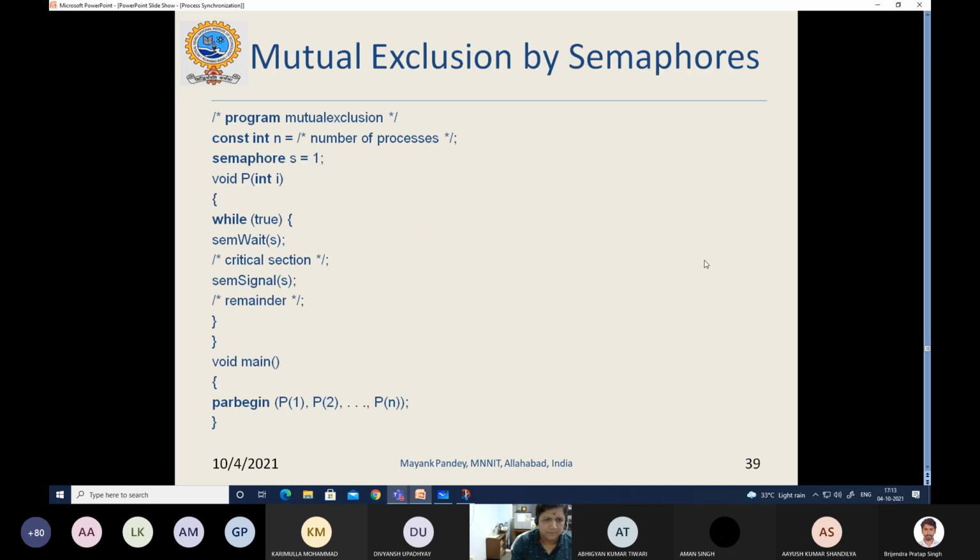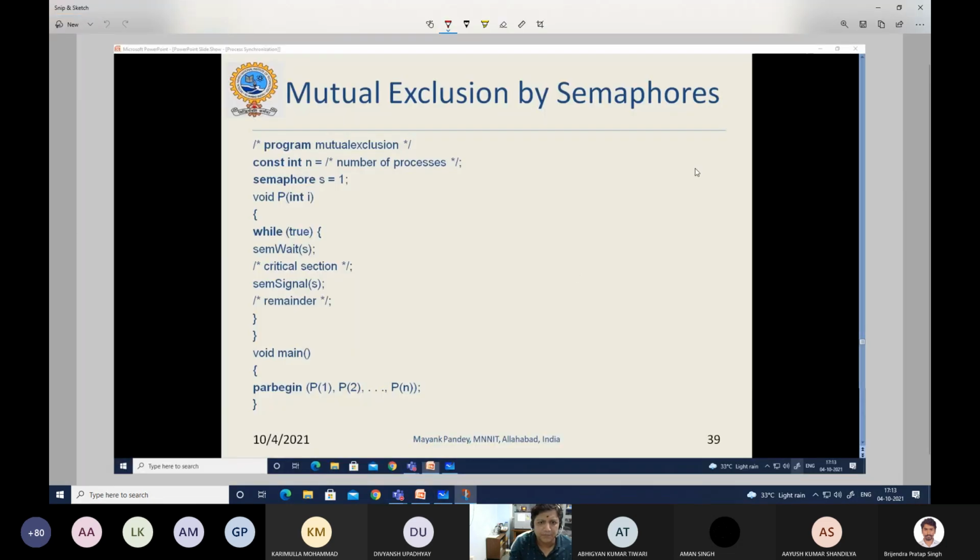So let's see the mutual exclusion by semaphores. So let me take the snip of this. And please be with me. So program mutual exclusion, number of processes n, semaphore S is initialized to 1, means here I mean to say S dot count is initialized to 1. P in time is P0, P1, and so on.